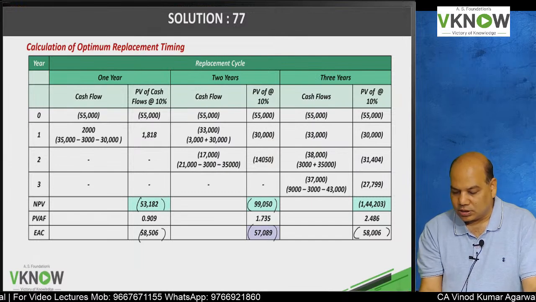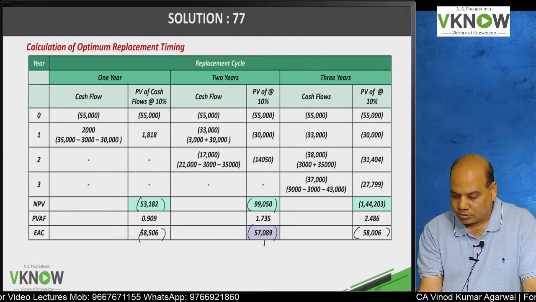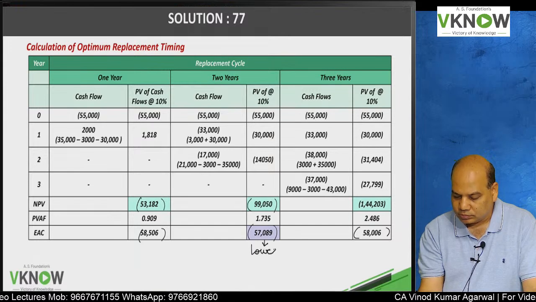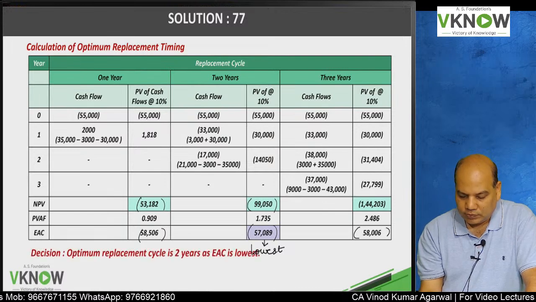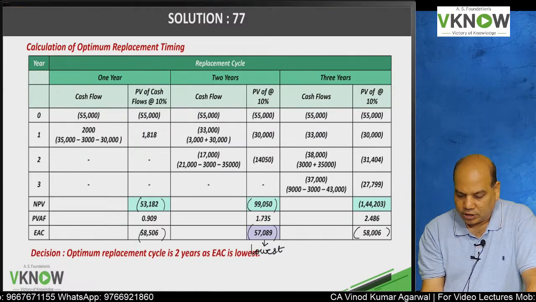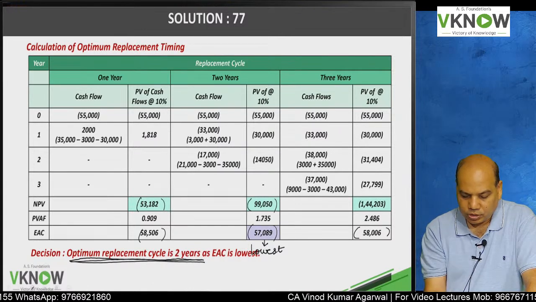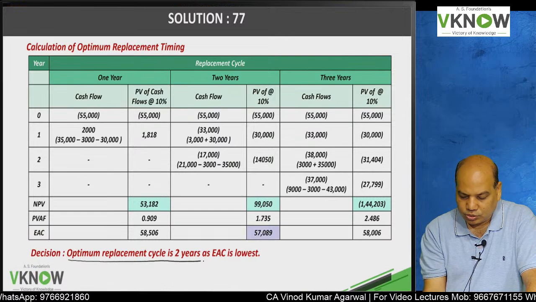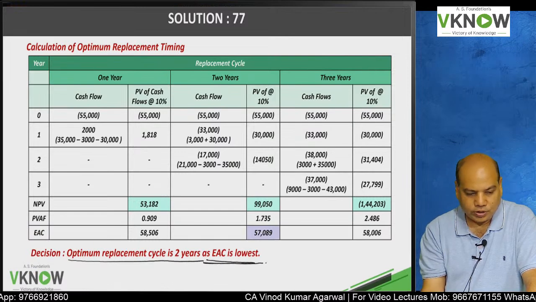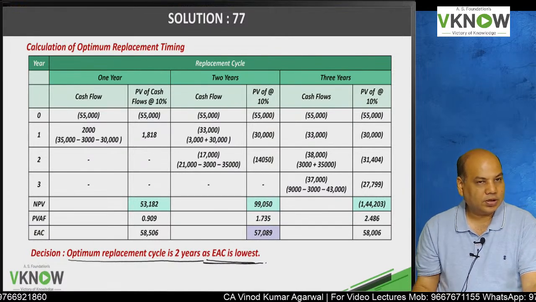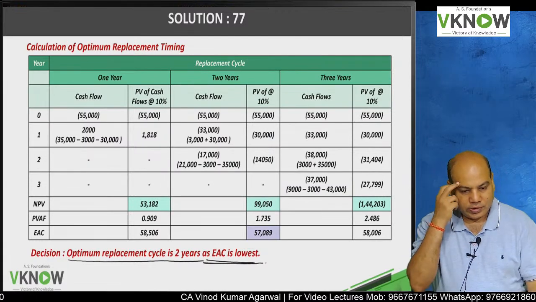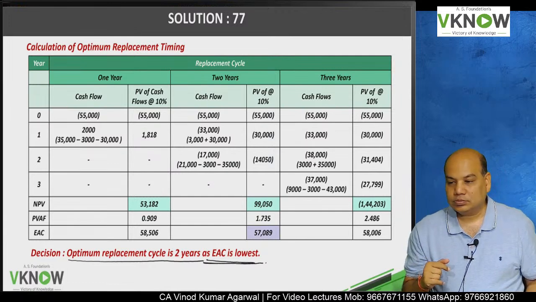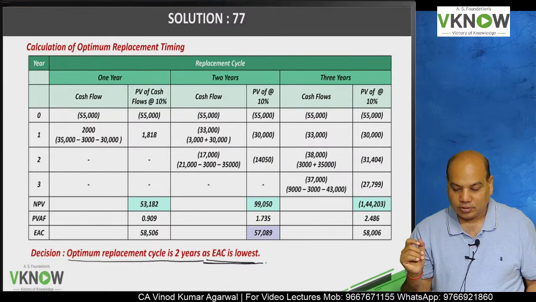58006. Very good. The answers are very close, but this is lowest. So you have to write a conclusion. Optimum replacement cycle is 2 years as EAC is lowest. This is also from your study material.